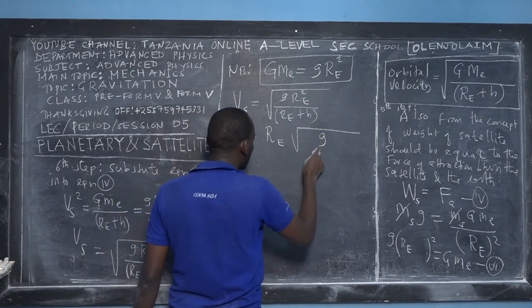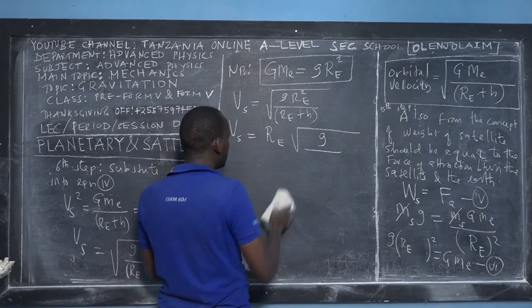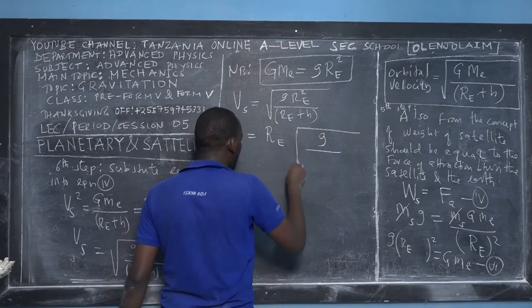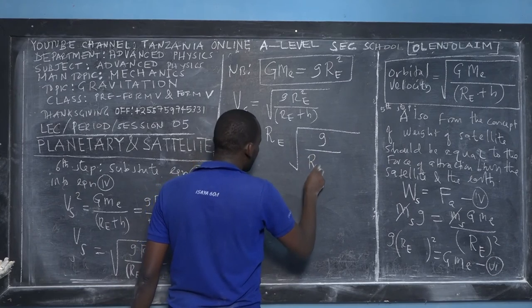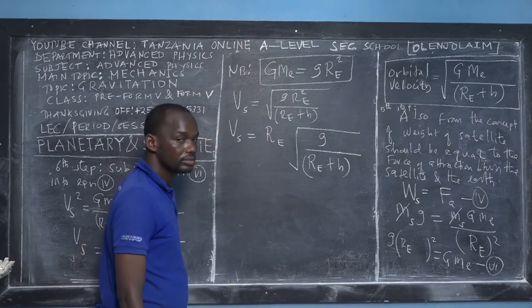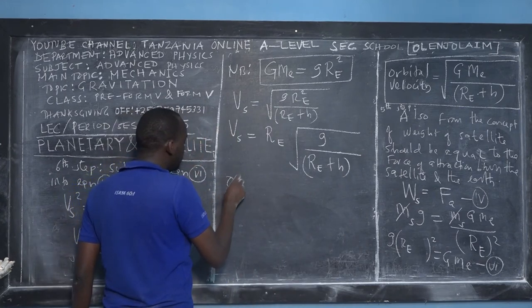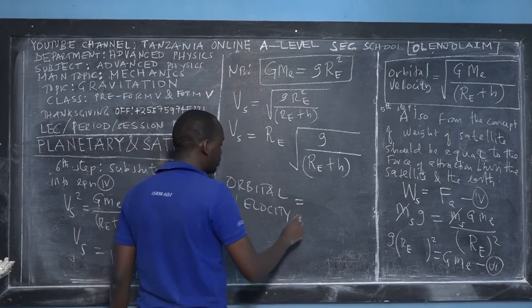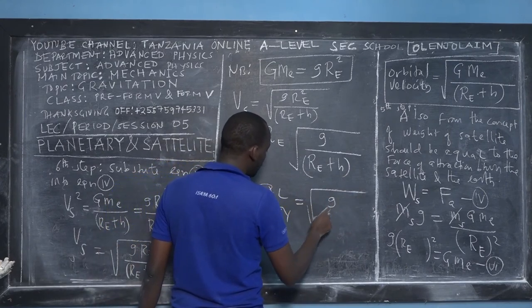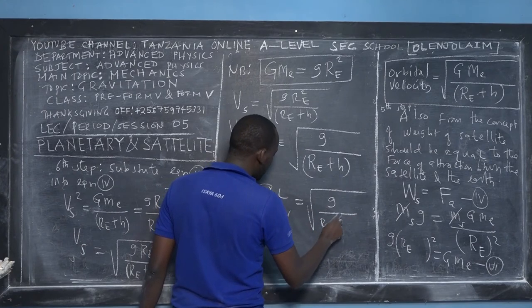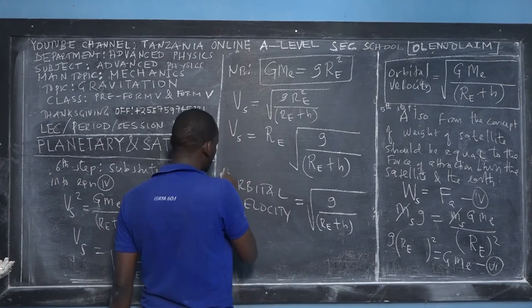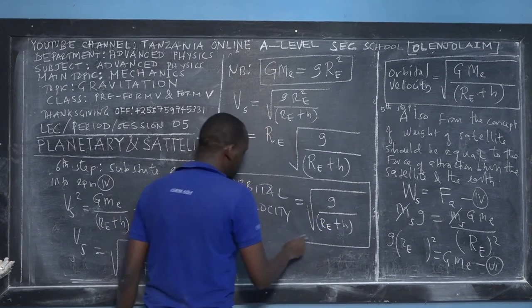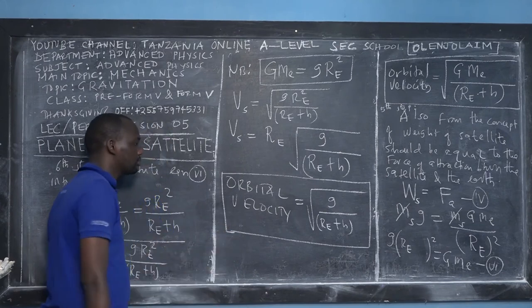Of acceleration of gravity, and then we have again the square root of what? Radius of the Earth plus what? And height where we place the planet. So again, we say that the orbital velocity, the formula for orbital velocity, might also be given by this one: square root of acceleration of gravity, radius of the Earth plus h. So this is also the formula for orbital velocity.